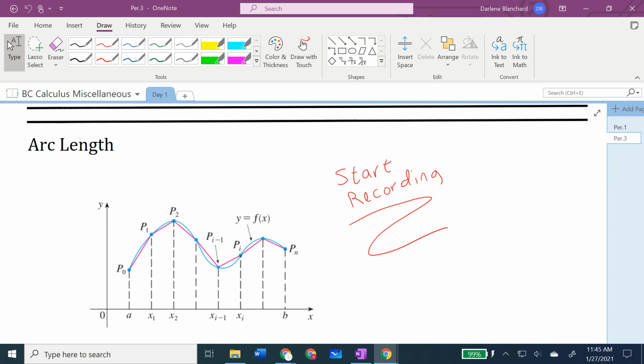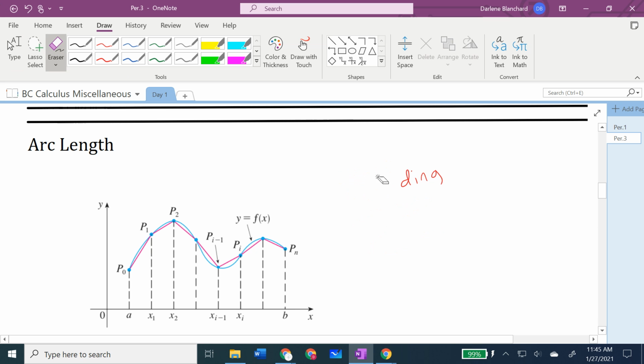Going to do some math, starting with arc length. And I can now erase my reminder to start recording because I am currently recording. Now, with arc length, you have a function in blue. That's a nice, pretty smooth curve.